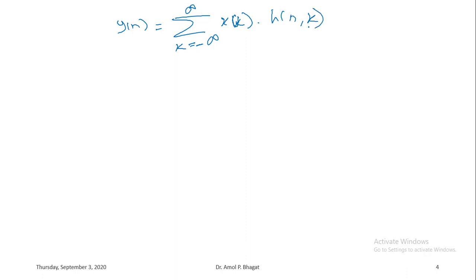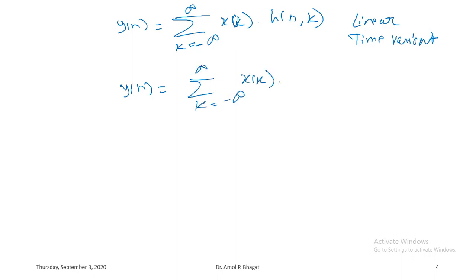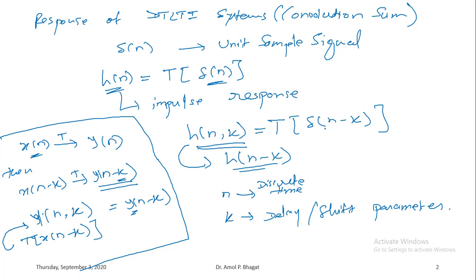So this is the response of a linear time variant system. But if the system is time invariant, in that case this response can be represented directly as h of n minus k instead of h of n comma k, as we have seen in the previous slide, right?